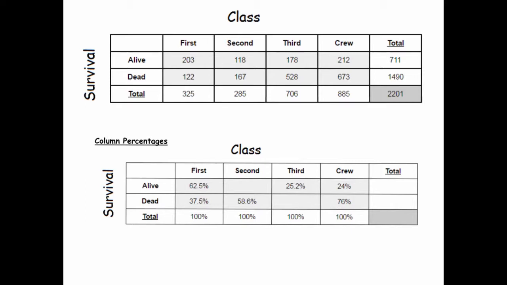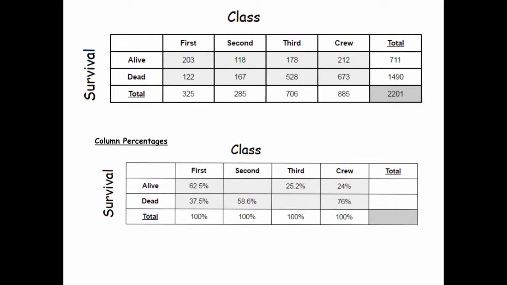Just to be thorough, we could also flip our angle, and consider each of the columns as representing 100%, and analyze each class separately, and then just see how survival is distributed among those classes. So this would be the distribution of survival conditioned on class, whereas in the last slide we looked at the distribution of class conditioned on survival.